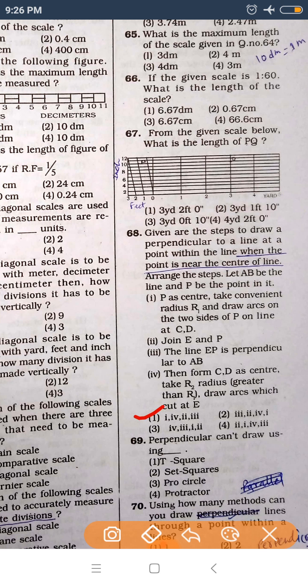The answer will be 1, 4, 2, 3. That means with P as center, take a convenient radius R1 and draw arcs on the two sides of P on line CD. Then from C and D as centers, take radius R2 greater than R1 and draw arcs which cut at E, and then join E and P. The line EP is perpendicular to AB.